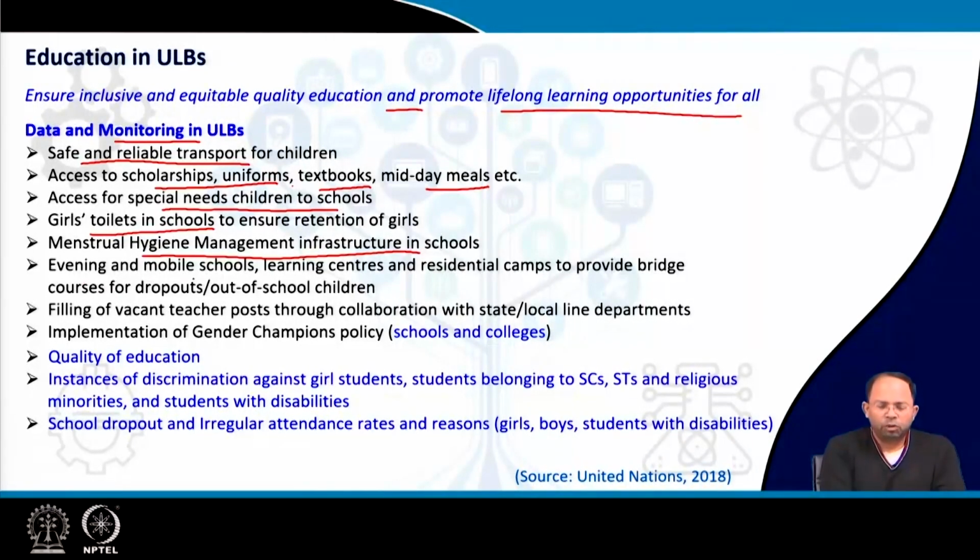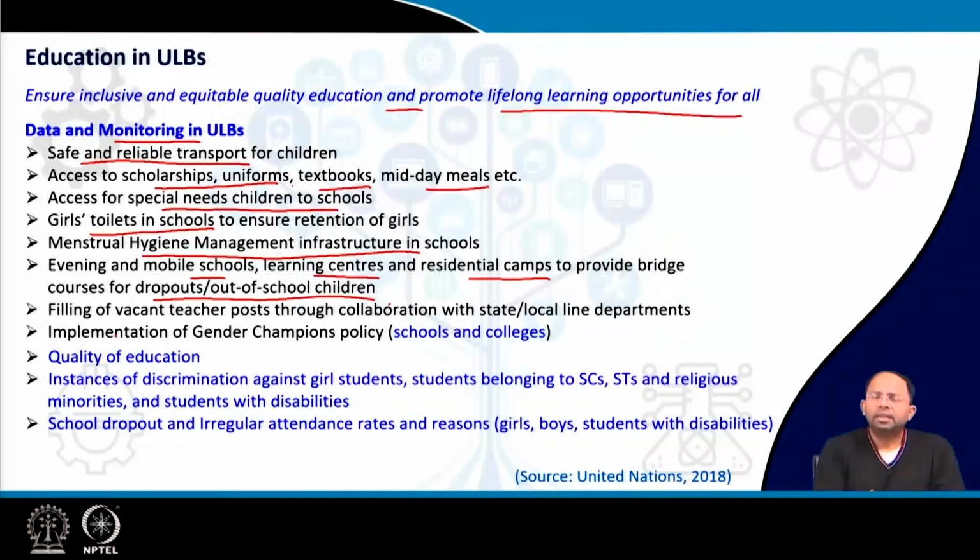Then evening and mobile schools, learning centers and residential camps to provide bridge courses for dropouts and out of school children. Many people have dropped out, or even senior people who are working also need to upgrade some skills. All this could be carried out through evening schools as well as mobile schools.